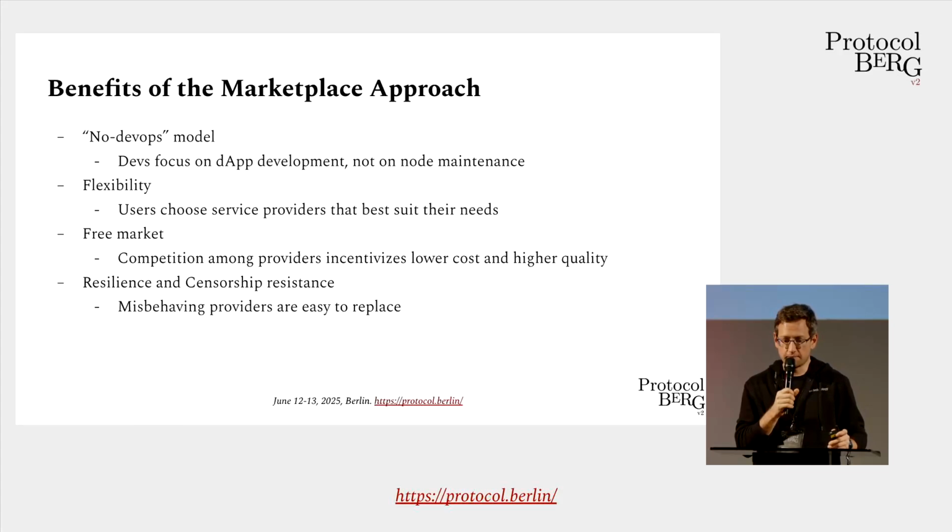From the perspective of the app developer, we think that the benefit is what we call the no DevOps model. You don't have to care or know much about how to run a node. The marketplace takes care of that for you. It's flexible in the sense that users can choose a service provider if they wish. It provides a competitive environment where providers are incentivized by free market forces to lower their prices and increase their quality of service. And of course, it's more resilient because if one provider starts to censor you or misbehave, then you can choose another one.